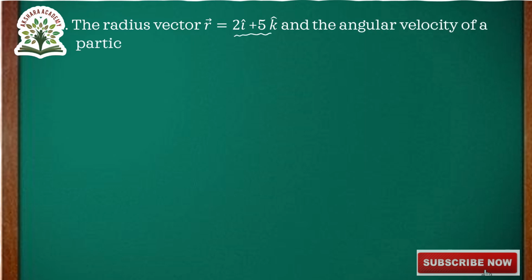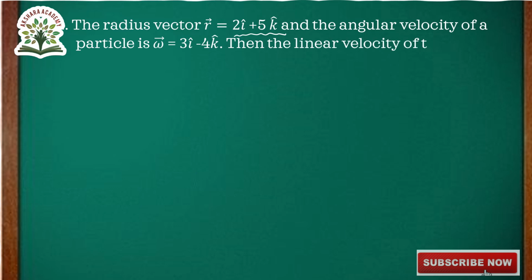Second question: the radius vector r bar is equal to 2i cap plus 5k cap and the angular velocity of a particle is omega bar is equal to 3i cap minus 4k cap. Then the linear velocity of the particle is? Here in this question r bar and omega bar are given and we have to calculate the linear velocity of the particle. So let us go to the solution.